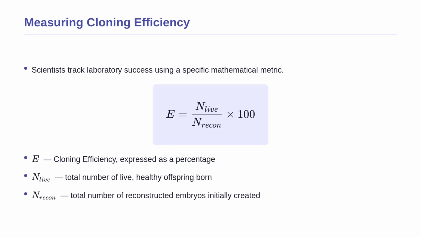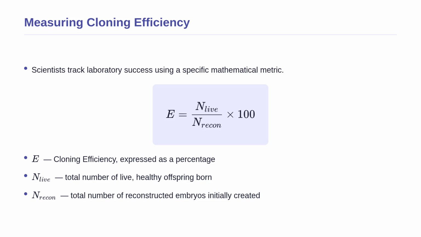While the biological applications are incredible, scientists must rigorously track their success in the laboratory. Because this process is highly prone to biological failure, we use a mathematical metric called cloning efficiency. This formula calculates the ratio of successful births to the total number of laboratory attempts.